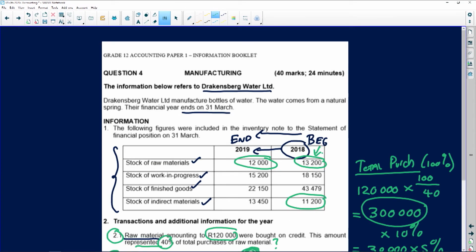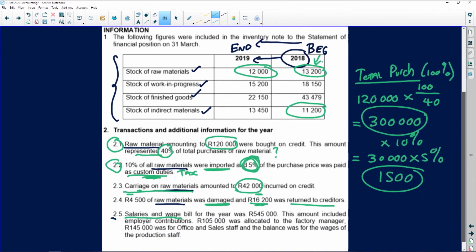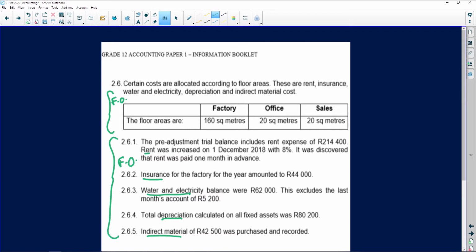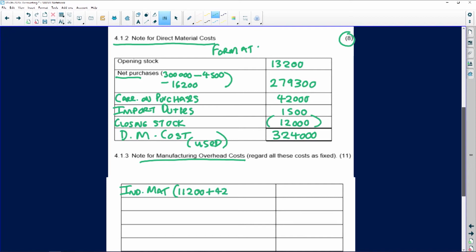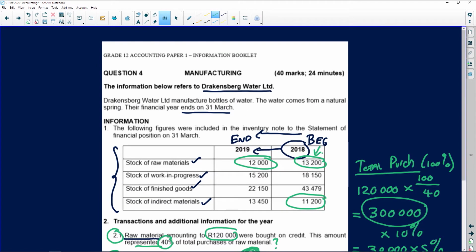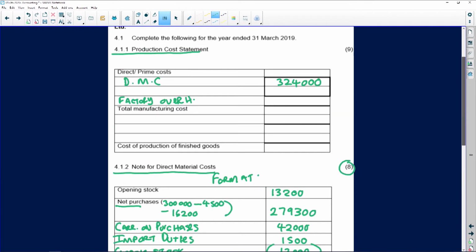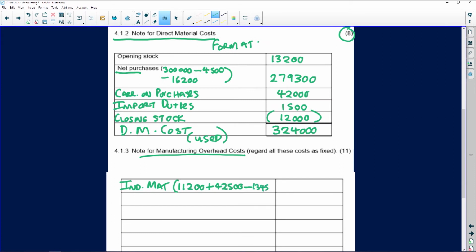Back to our information. Remember, this time we are looking at indirect material, which I think is on the next page. Yes, it is. So my indirect materials purchased were 42,500, and remember, that needs to be added. The closing balance of indirect materials must be subtracted. So my closing balance, indirect materials not used at the end of the year. End of the year, guys, be careful: 13,450. So again, let's fill that in.